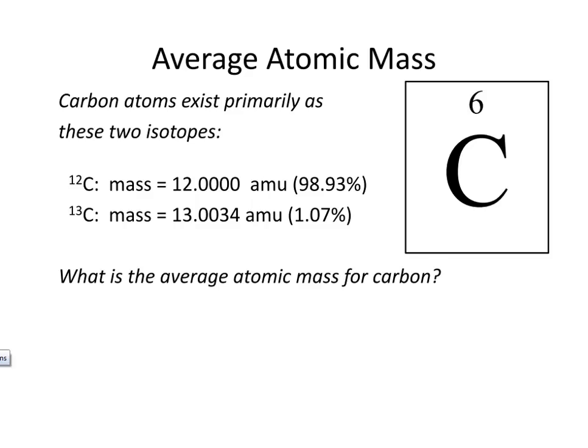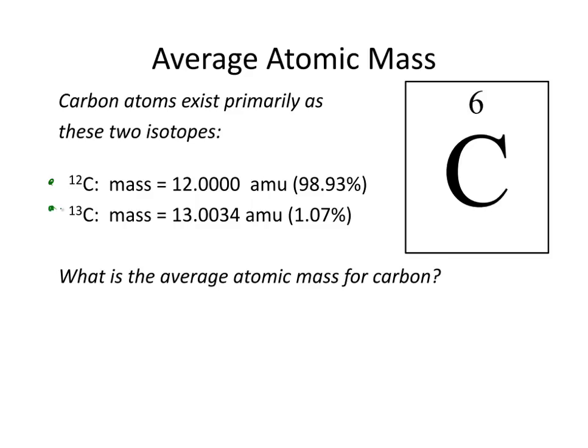So how do we calculate average atomic mass? Let's take a look at an example. Carbon exists primarily as two isotopes. Carbon with a mass number of 12 has a mass of exactly 12 atomic mass units. Carbon with a mass number of 13 has a mass of 13.0034 atomic mass units. About 99% of all carbon is carbon-12 and about 1% is carbon-13. There's actually a third isotope, carbon-14, but it's in very, very trace amounts, and so we're not going to include it in this calculation. So how do we calculate the average atomic mass for carbon?